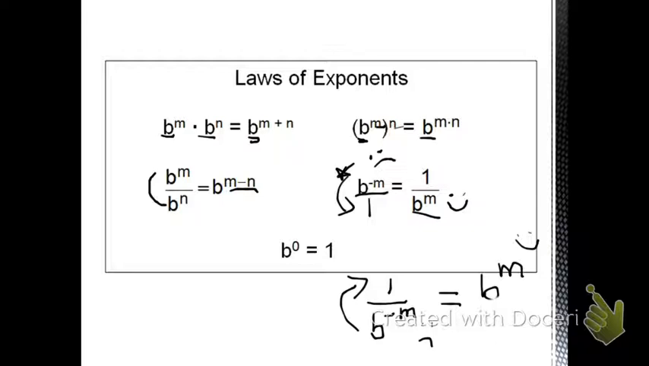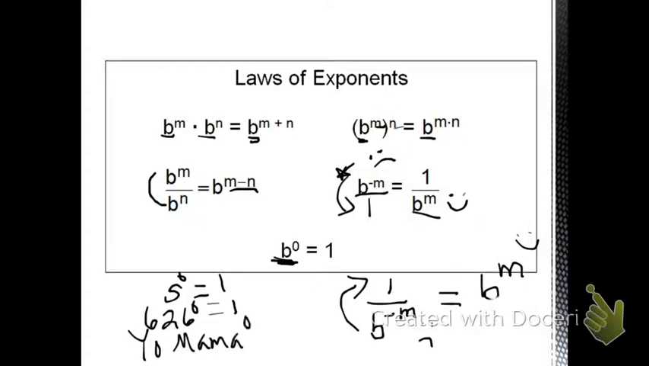And last but not least, anything raised to the 0 power is 1. So 5 to the 0 power is 1. 626 to the 0 power is 1. Yo mama, raised to the 0 power is still 1. Got it? All right, so let's do some examples.